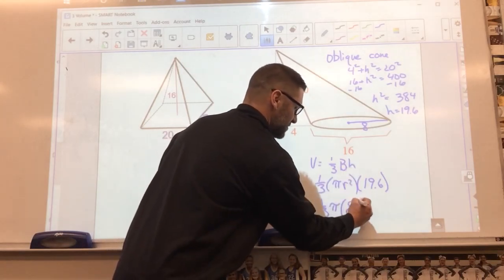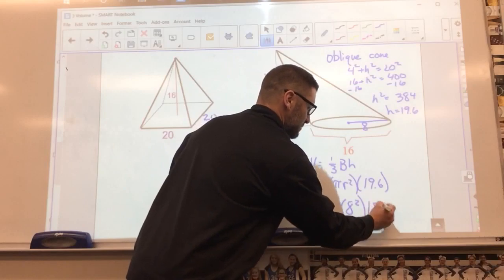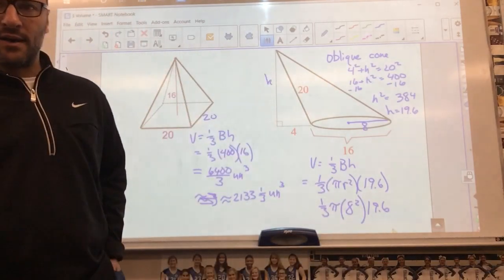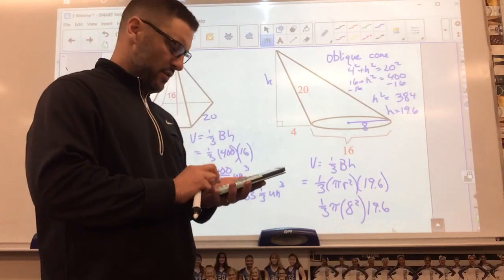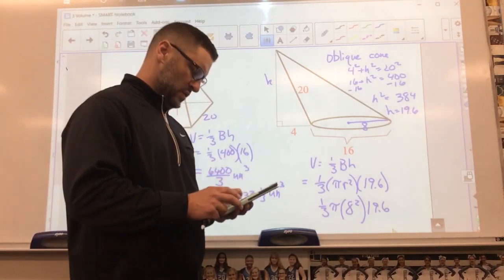Radius is 8 squared, and then times 19.6. And if you have a cool enough calculator, you can actually just string something like that in and go ahead and find the volume of it. So I'm going to do that.